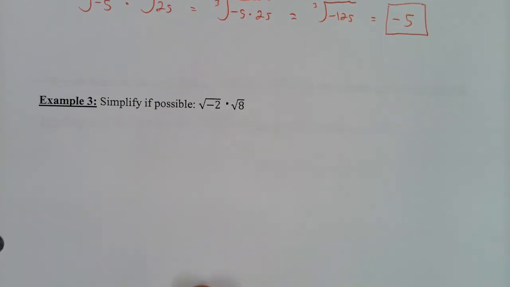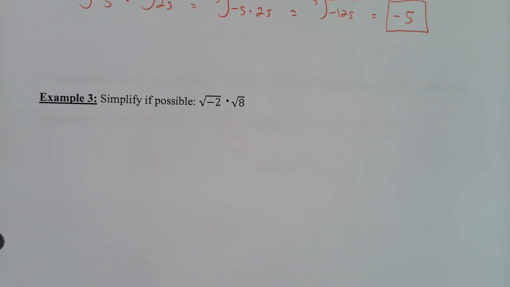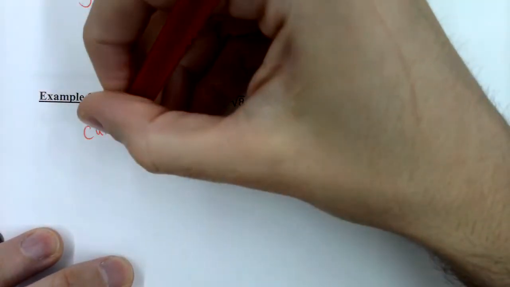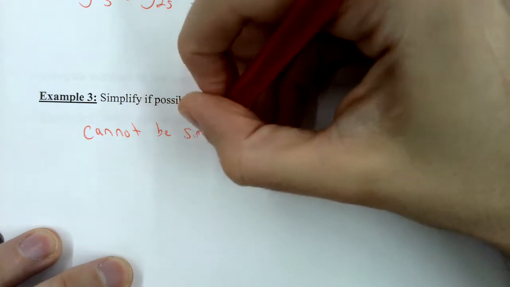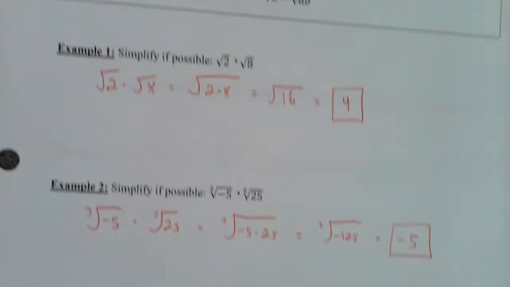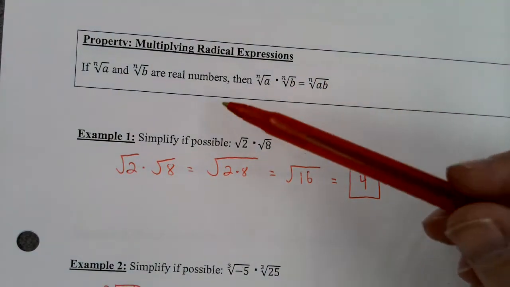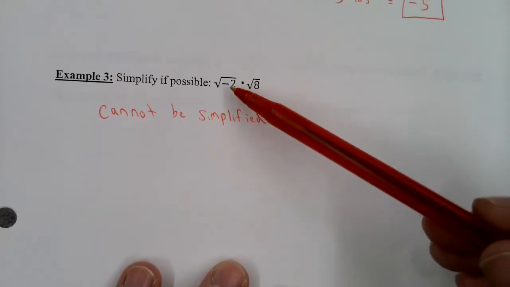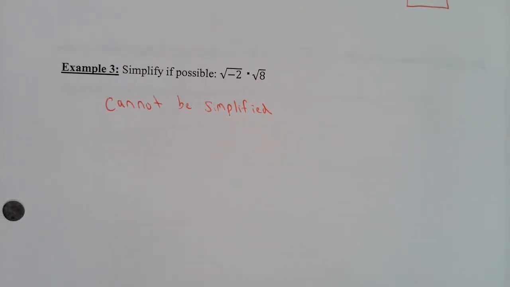Simplify, if possible, the square root of -2 times the square root of 8. This one cannot be simplified, because if you notice above, it says if the nth root of A and the nth root of B are real numbers. The square root of -2 is not a real number, it's imaginary, so the property does not work.